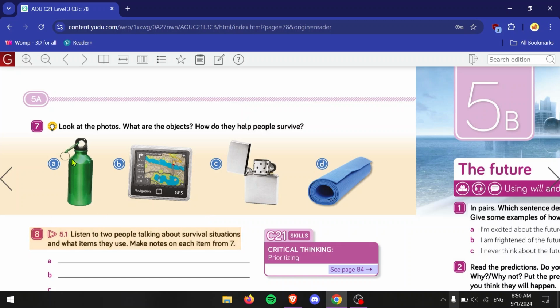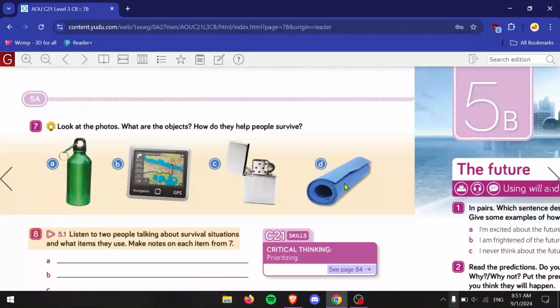So this is very simple. It looks like it's a stainless steel water bottle. And then we have, so this is not a phone. It's more so a GPS device. So the purpose of it is basically to show you around. This is called a lighter, and it helps you light a fire. And this is, what is this? It looks like a yoga mat or some sort of mat.